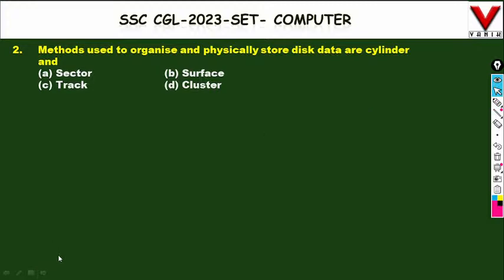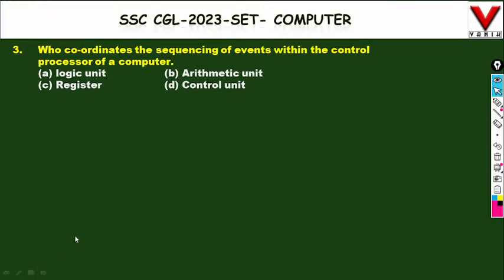Next question: who coordinates the sequence of events within the control processor of a computer? When lots of instructions are sent to a single processor, who coordinates the events within the control of a computer? First one is logic unit. Logic unit is only responsible for calculating logic.